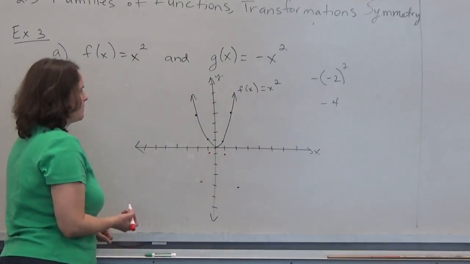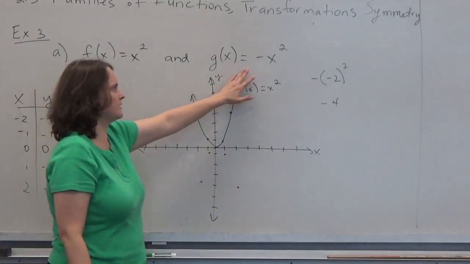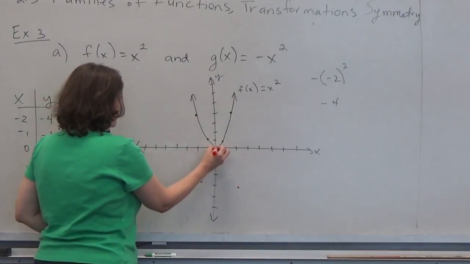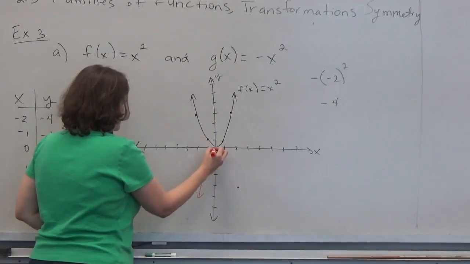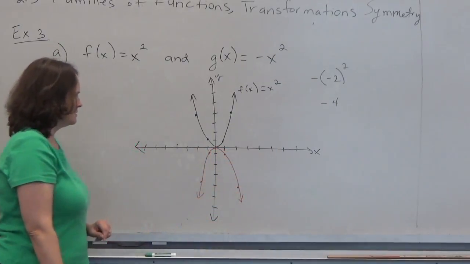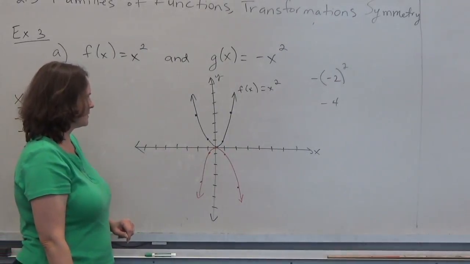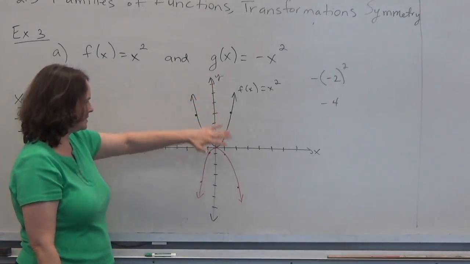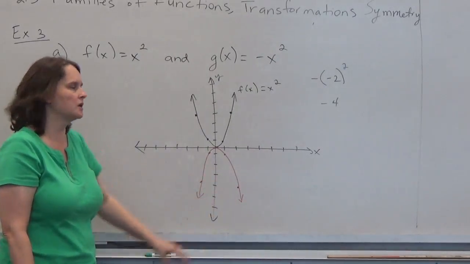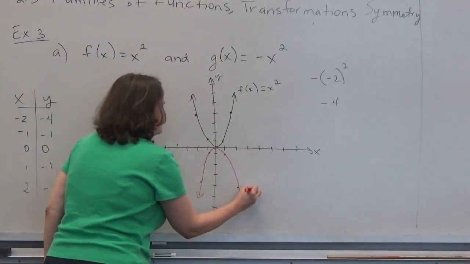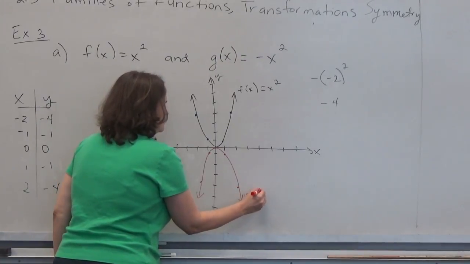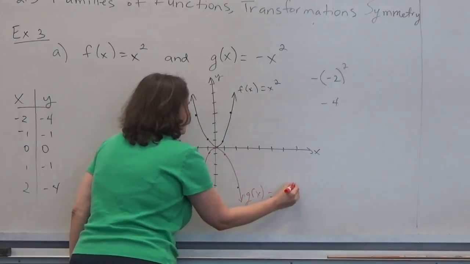Okay, so what's happened to our parabola? Putting that negative in front of the entire function has flipped it across the x-axis. This is what we call a reflection across the x-axis. Okay, so the original graph has just been reflected across the x-axis, and it's created a mirror image down here. This is f of x, this is g of x equal to negative x squared.